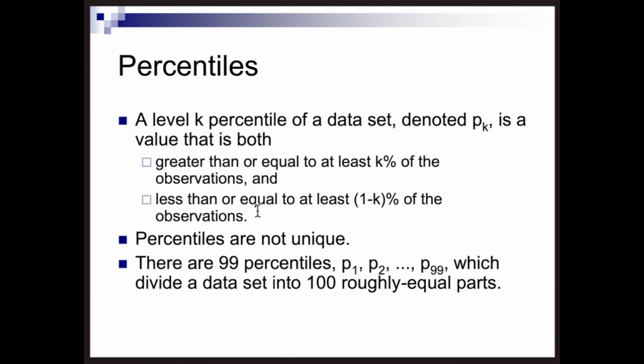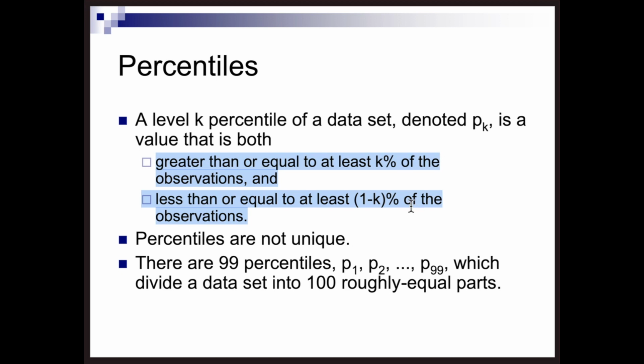Now, the next measures of location, because these actually give us 99 different measures, are the percentiles. A level k percentile of a data set, which I'll denote by p sub k, is a real number that satisfies 2 conditions. It's a number that is both greater than or equal to at least k% of the observations, and also less than or equal to 1 minus k% of the observations. Actually, I should have 100 minus k here, and you'll see why in a second. So make that correction in your notes. This should be 100 minus k%.